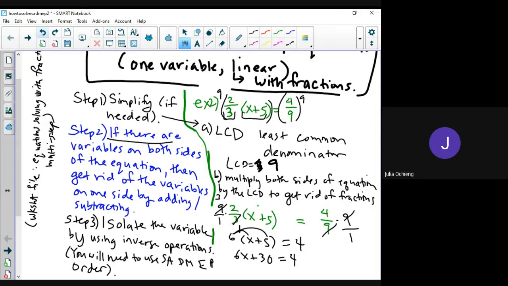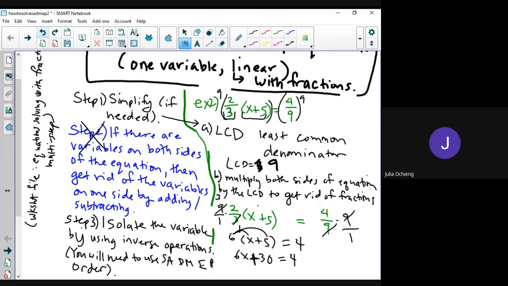Step 2. If there are variables on both sides of the equation, well, in this case, there aren't. So I can skip step 2. If there are not variables on both sides of the equation, you don't have to do step 2. So I'm done. No step 2. And I'm going to go straight to step 3, which is to isolate the variable and solve like a normal equation. So remember that to solve for 6x plus 30, you have to get rid of the plus 30 first, because by SADMEP order, you get rid of anything that's subtracted or added to the x first.